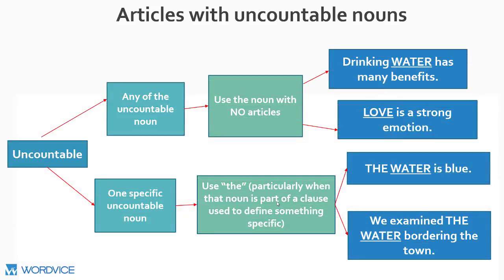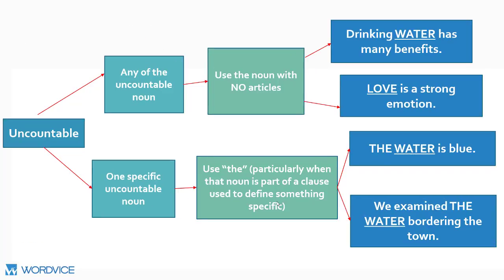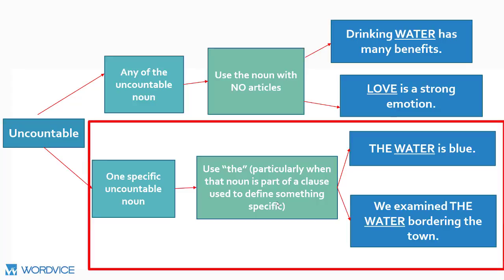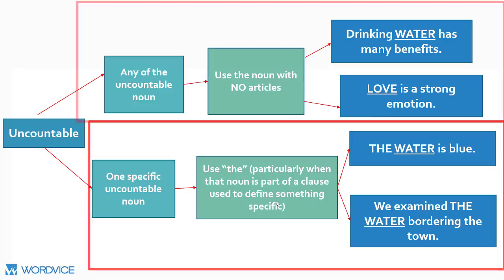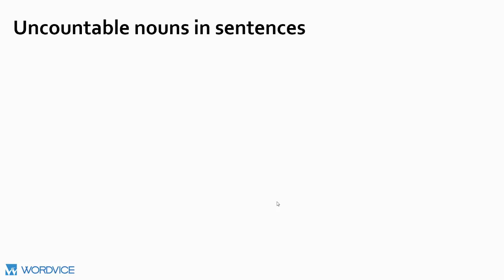When it comes to uncountable nouns, the articles a and an cannot be used since the words mean one, and we can't count uncountable things. Therefore, the only choices you have are using the or no article at all. So, when do you use the and when do you not use any article? If you are referencing a specific example of an uncountable noun, then you use the. However, if you mean any of the samples of an uncountable noun, then you use no article, as you can see in these examples. So let's take a look at some examples you might encounter when writing a research paper.